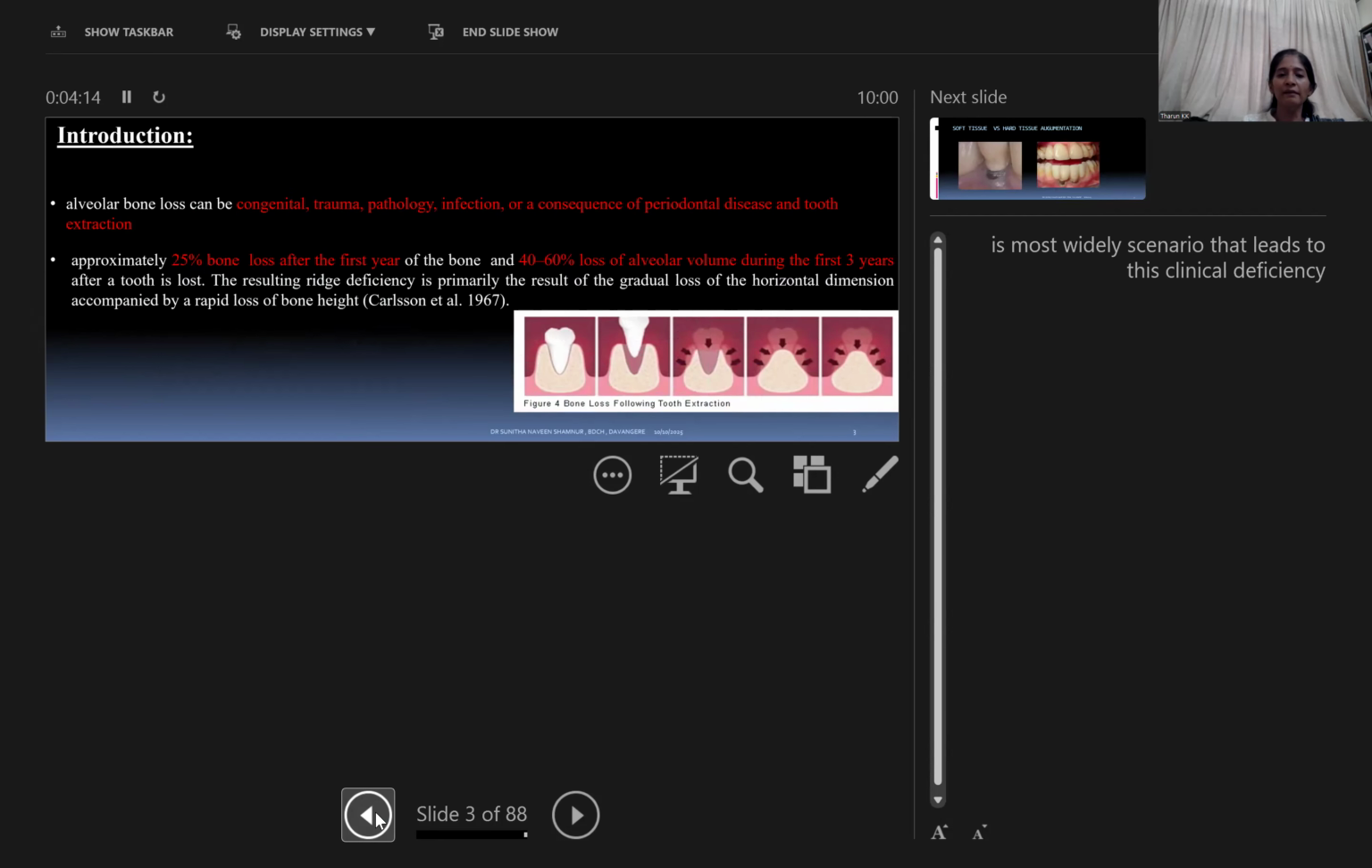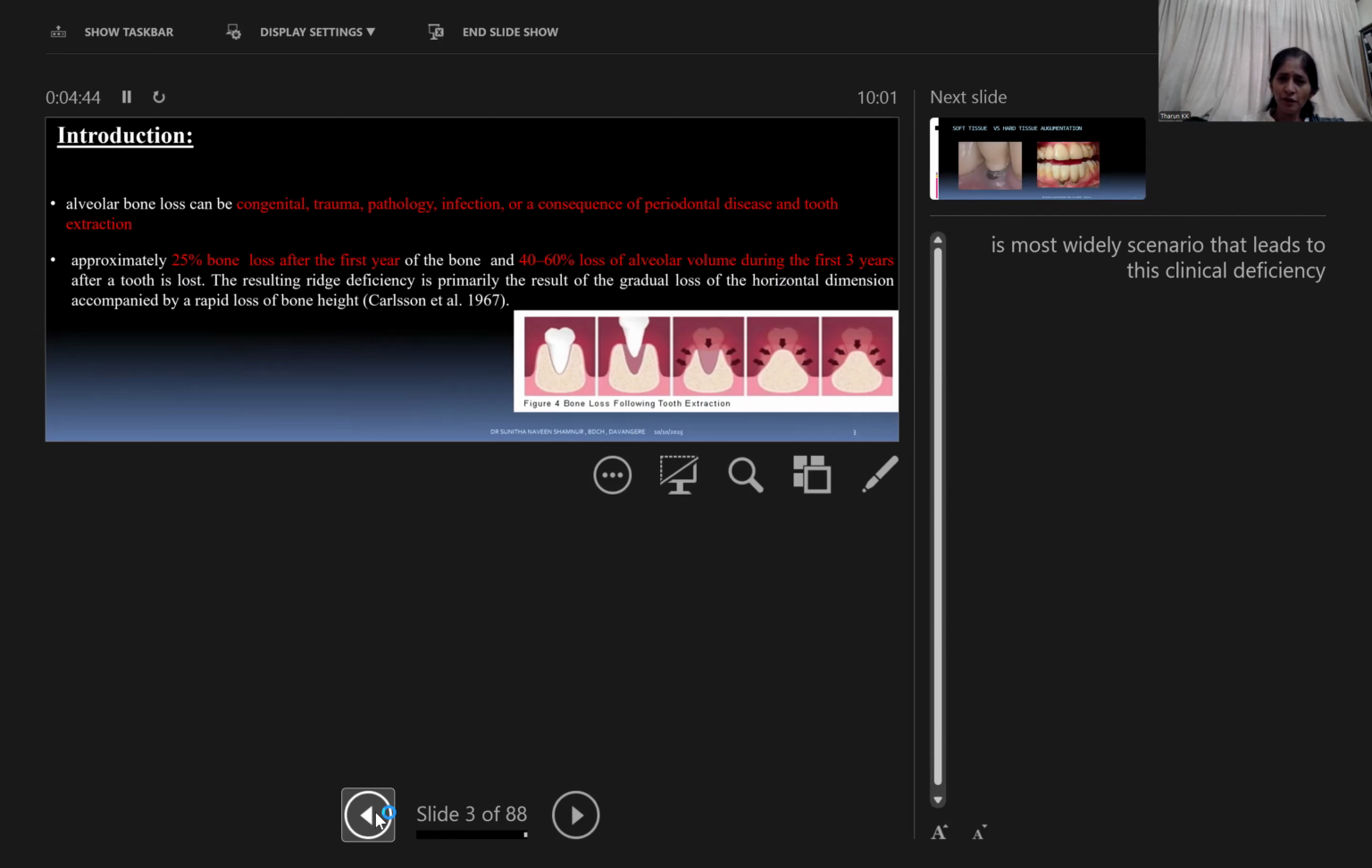Now, all of us are aware that proprioception is what leads the bone to maintain its height and volume. So with the loss of the tooth or teeth, there is a gradual degradation of this bone, both qualitatively and quantitatively. 25% of the bone is lost during the initial first year, and 60% of the bone is lost in the subsequent third years.